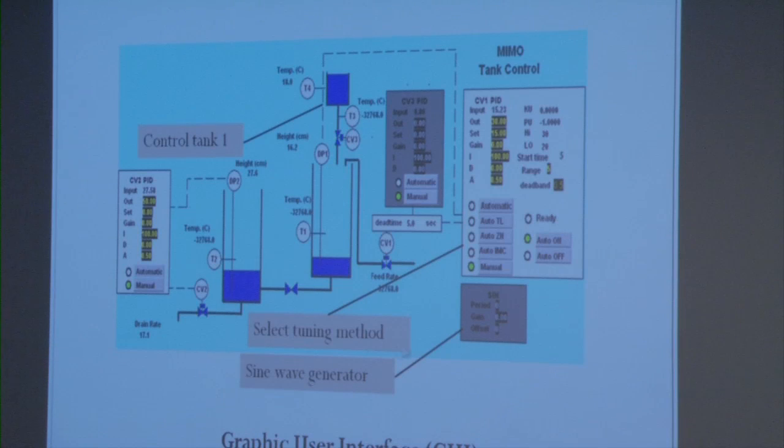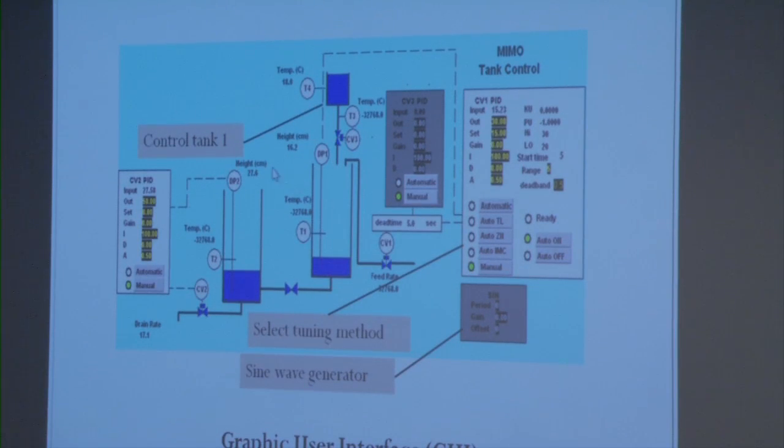This is the graphic user interface that our system uses. It's abbreviated as GUI. Over here you see the faceplate, where you can input values, and the system can also calculate and give you back certain other values. Down here, you choose the tuning method that you want. Below that, there is the sine wave generator, which is hooked up to this output valve here, and you can have a sine wave function control the output valve.